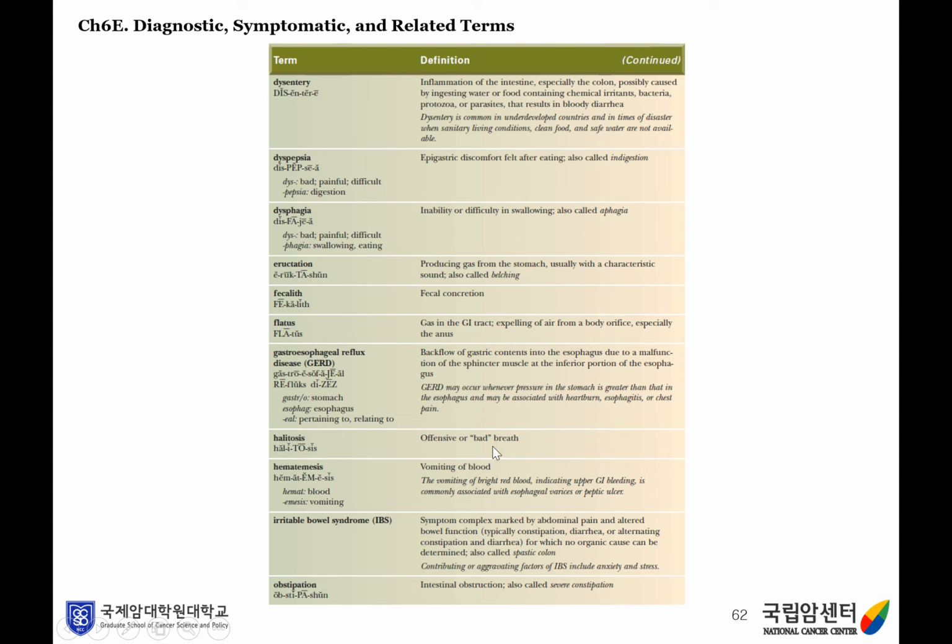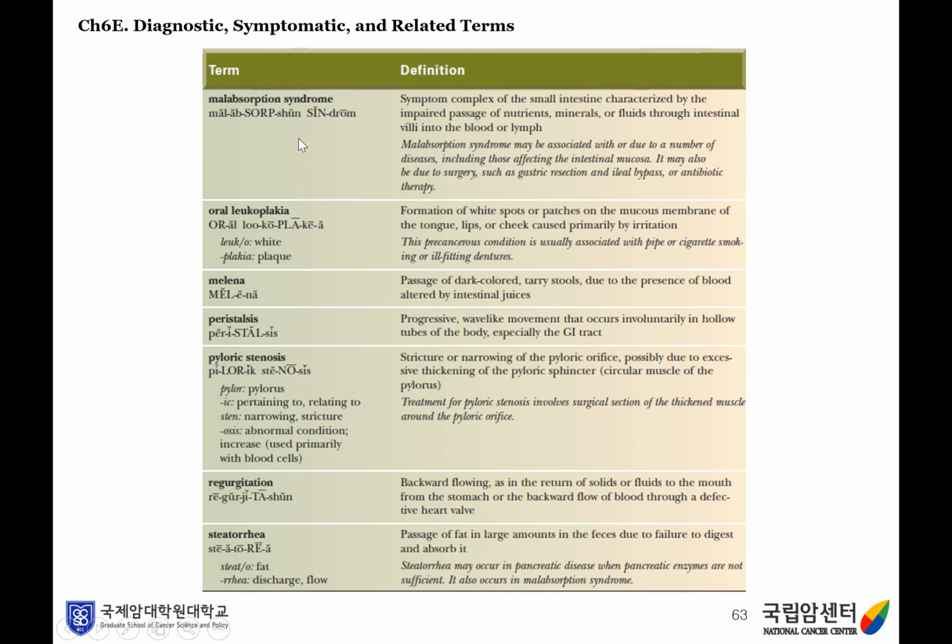Halitosis means bad breath. Hematemesis means vomiting of blood. IBS means irritable bowel syndrome. In this condition, you will have diarrhea or constipation or a recurrence of each symptom or mixed. Malabsorption syndrome. Oral leukoplakia means formation of white spots on the mucous membrane of the tongue, lips, or cheek.